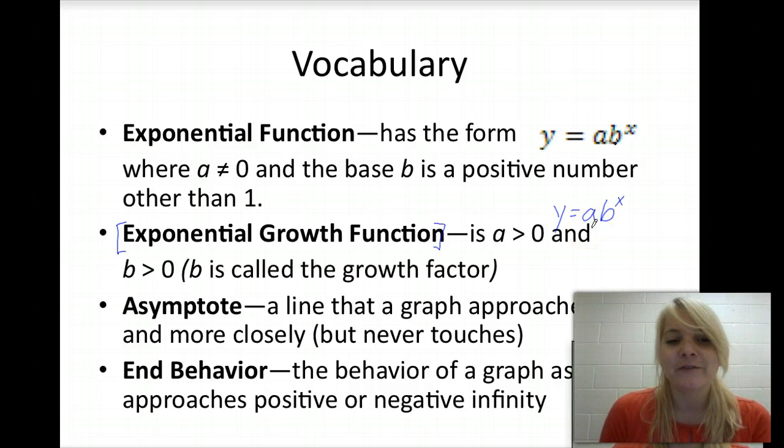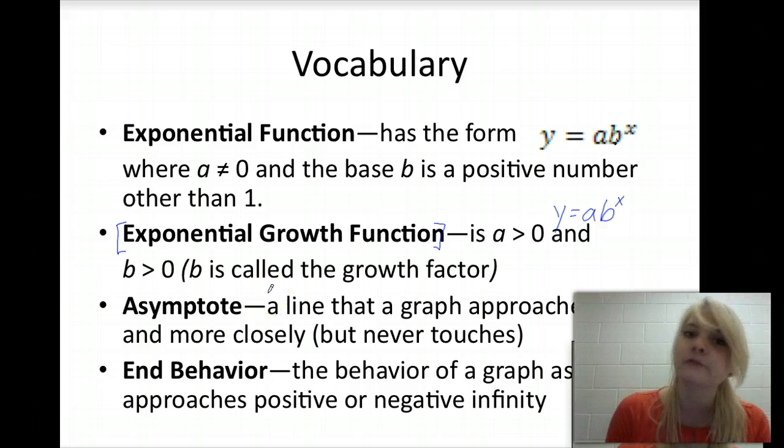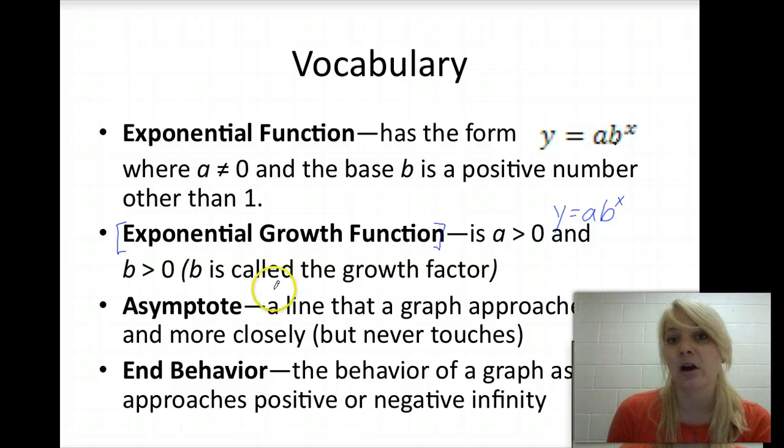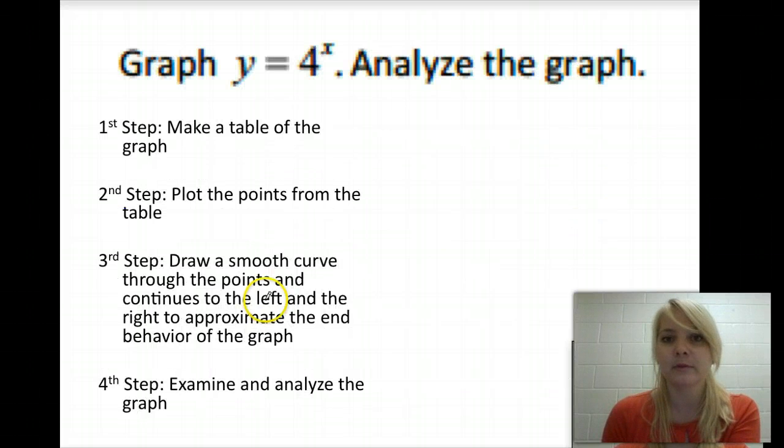Then we have vocabulary, asymptote, and this is the line that a graph approaches but never touches. So it gets closer and closer, so we'll notice when we create a table, our values will get closer and closer to a certain number, but it will never touch it. So it's sort of that forbidden line that our function will not cross. And then the end behavior, it's the behavior of a graph as your x value approaches positive or negative infinity. So we'll be taking a look at that as well.